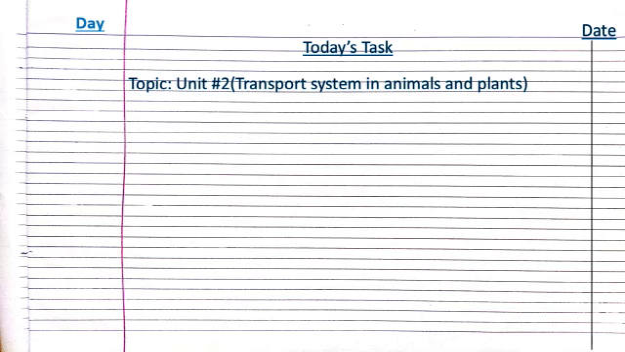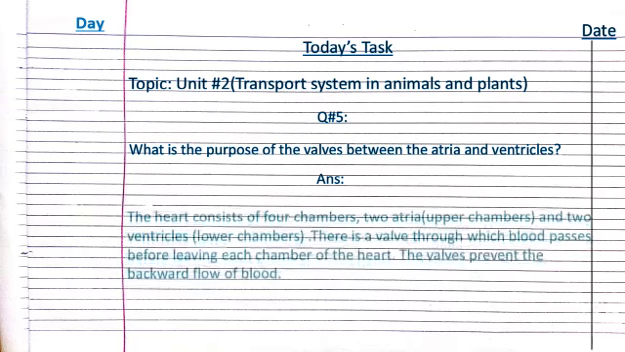So dear students, now open your science notebook. Firstly, write today's task, date and day on this page. Then write the topic, and the topic is Unit number 2, Transport System in Animals and Plants. After that, write down question number 5, what is the purpose of the walls between the atria and ventricles? After that, write down its answer.